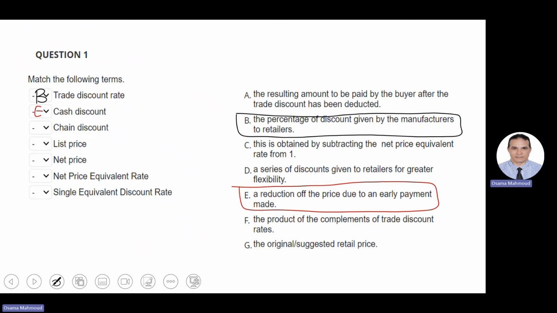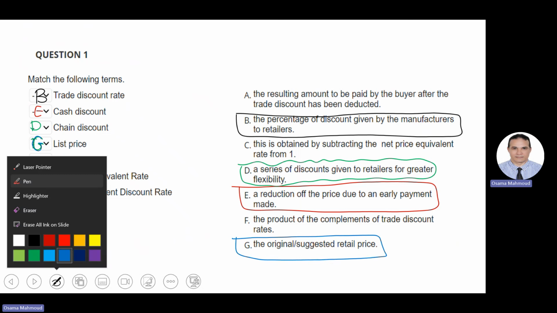So cash discount is when you have an invoice and you pay early. Chain discount amount is when you have many discounts at the same time. So this is D, okay? A series of discounts. List price is the price you find on the tag in the shop, right? Sometimes you don't write it in the price. So the list price is G. So G is the original price.